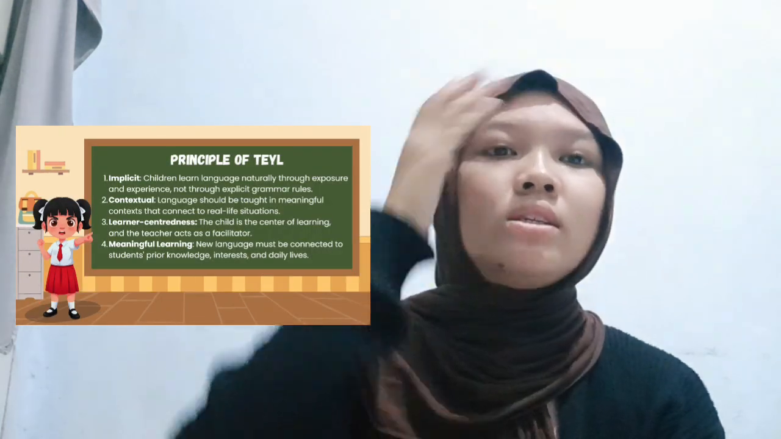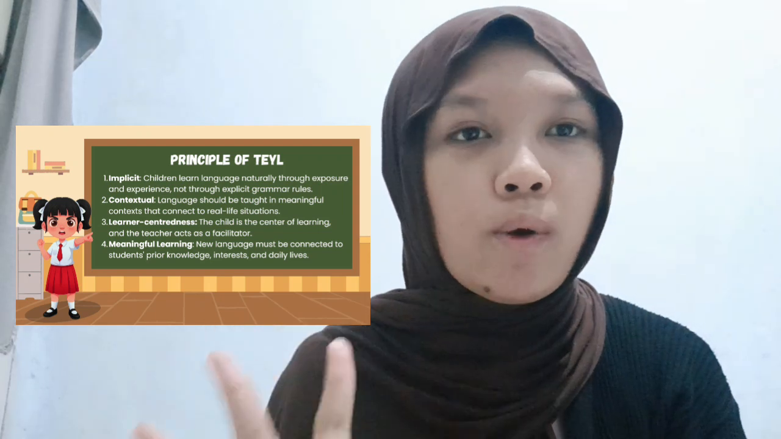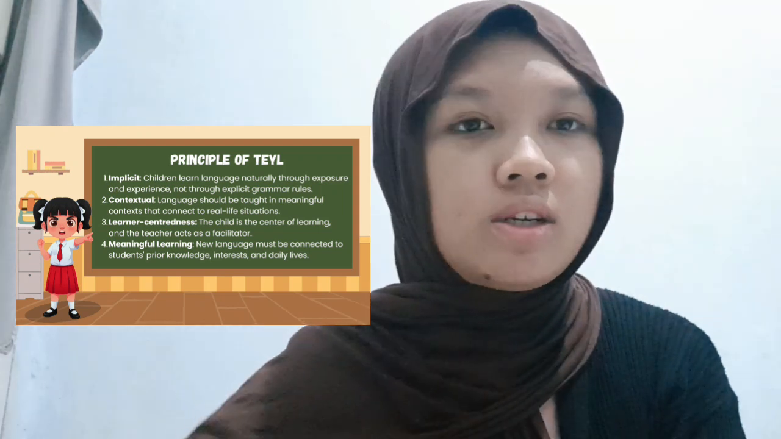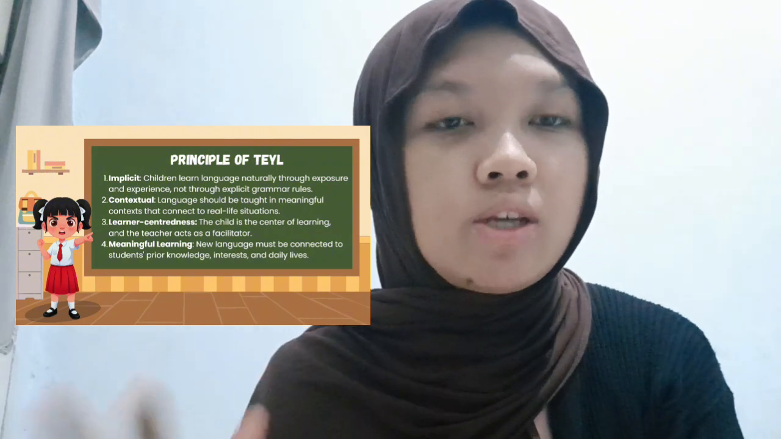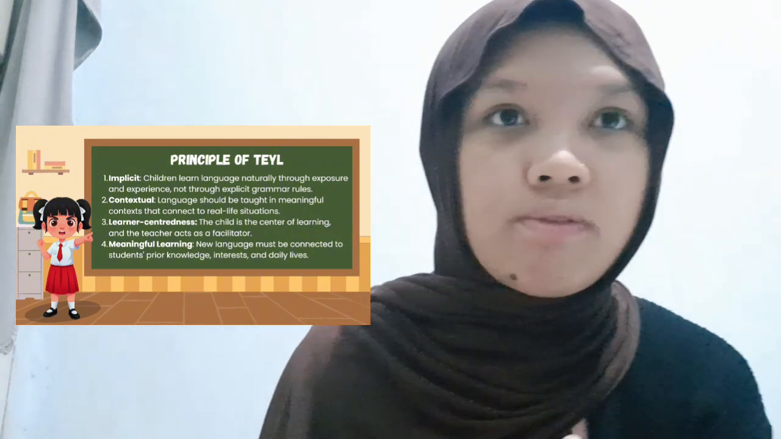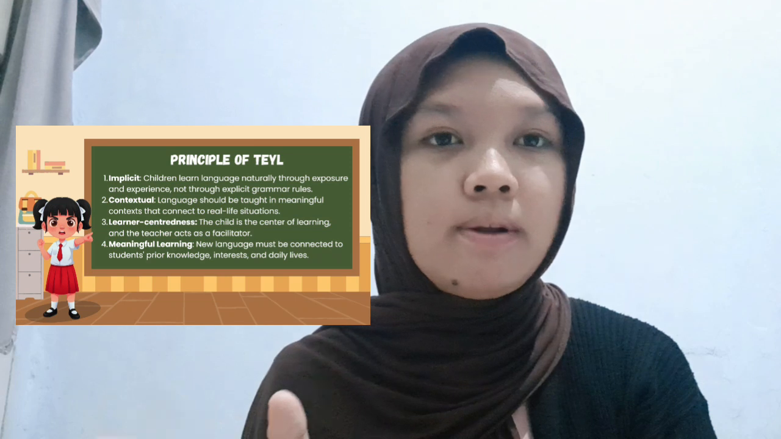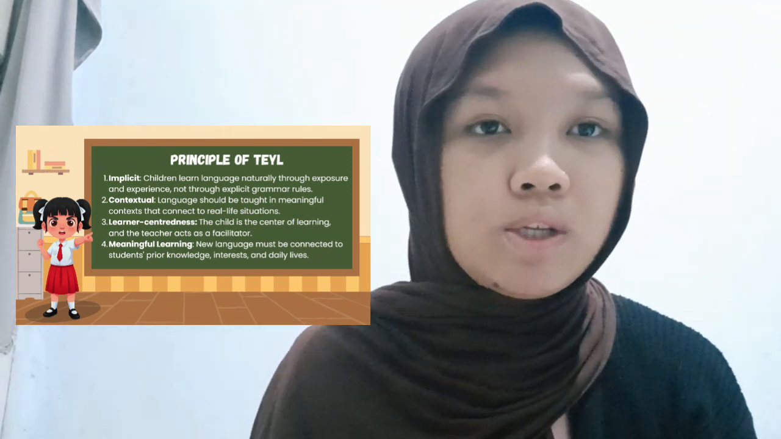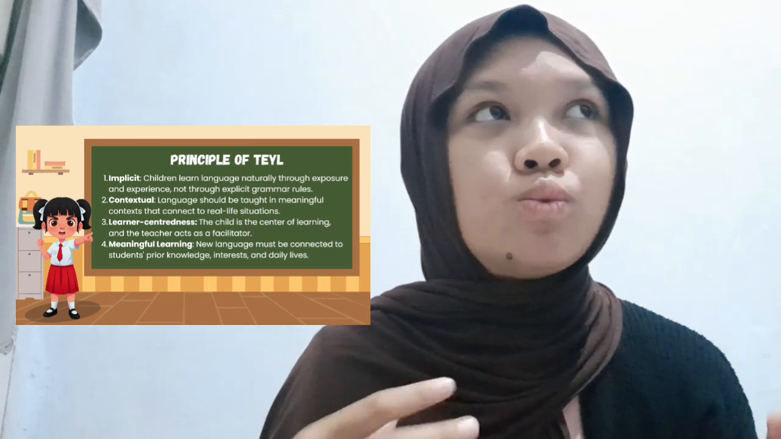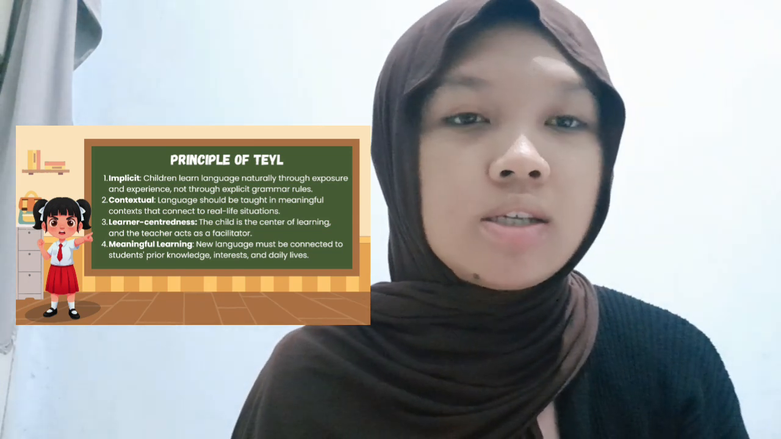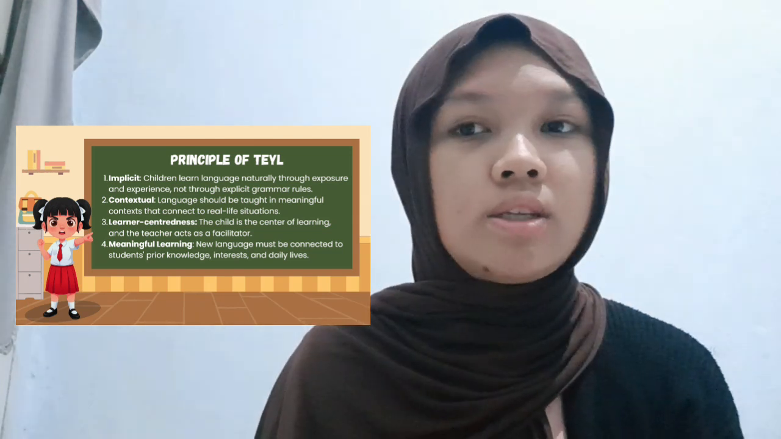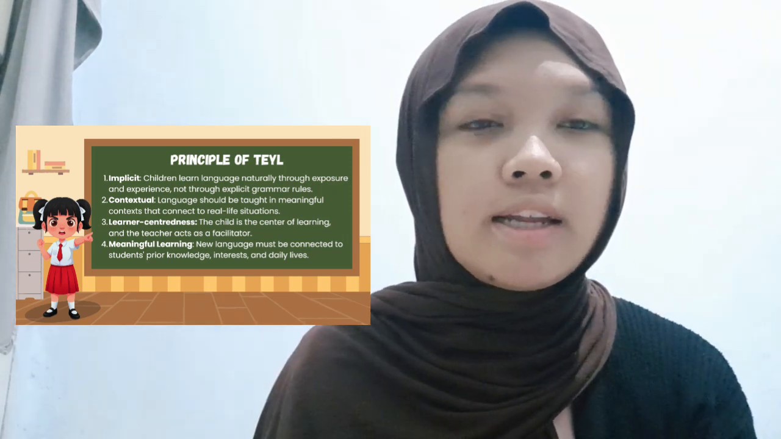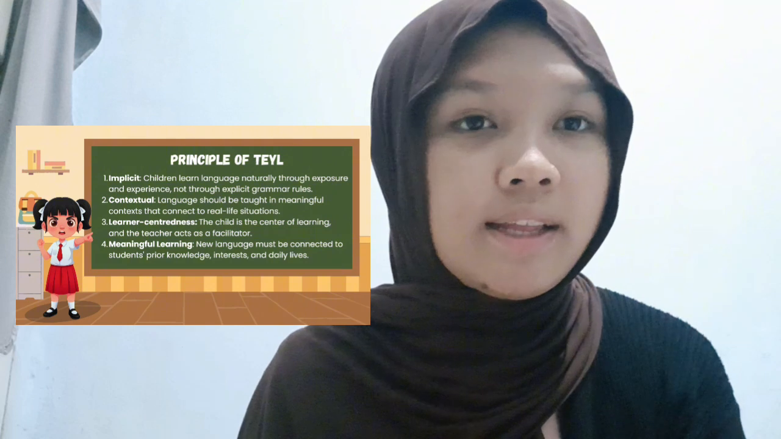The principle of the EYL consists of 4 points. The first one is implicit learning. Here, children learn language naturally through their experience. So, for example, in this section we use storytelling or picture books. Here, students will understand the sentence structure, not by explicitly learning grammar, but by understanding the storytelling.